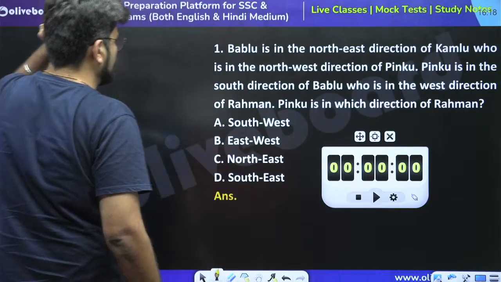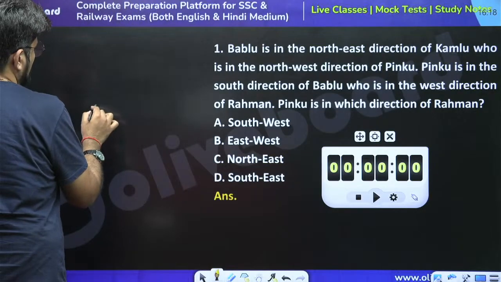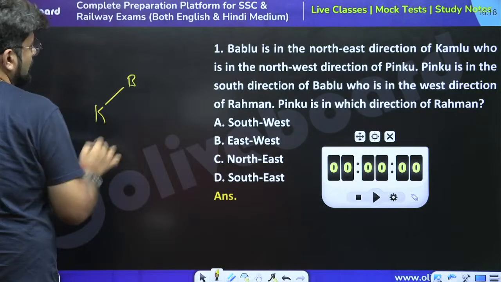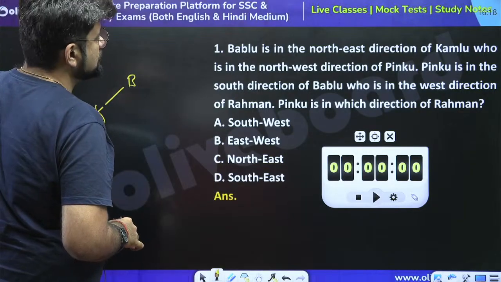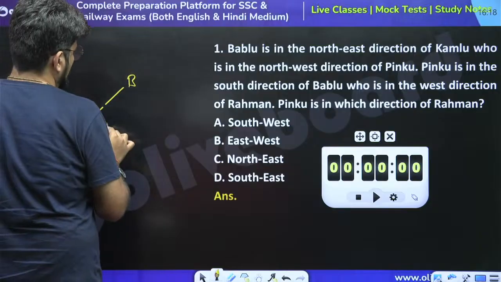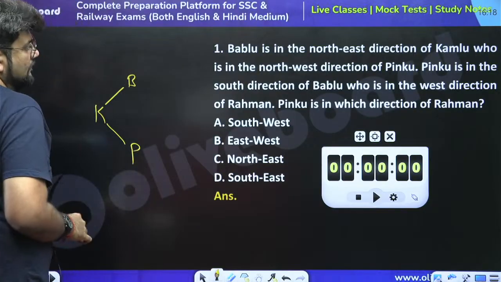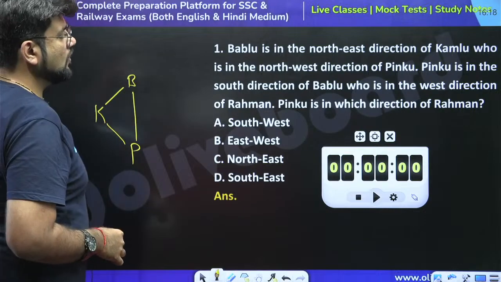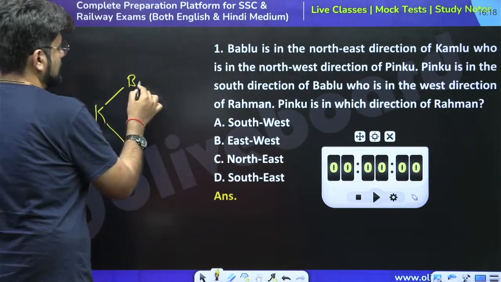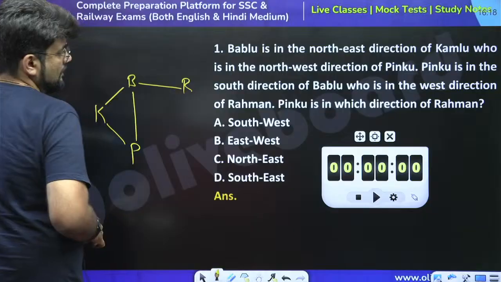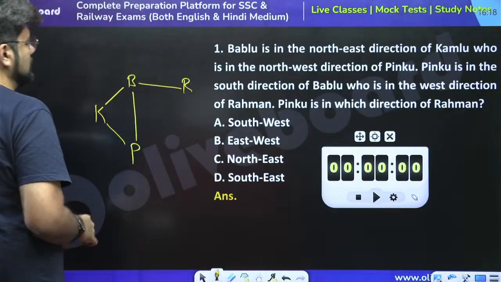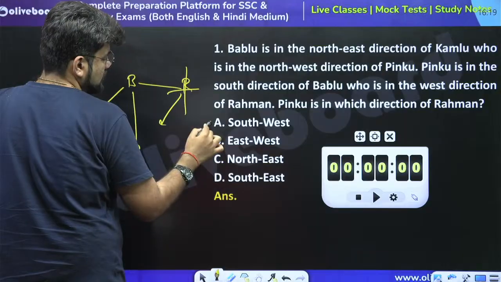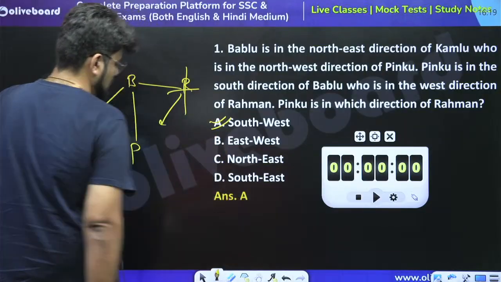Bablu is in the northeast of Kamlu. So this is Kamlu. Bablu is in the northeast of Kamlu. Who is in the northwest of Pinku? So Kamlu is in the northwest of Pinku. Pinku is in the south of Bablu. Who is in the west of Rahman? Pinku is in which direction of Rahman? So for Rahman, Pinku will be again in the southwest, sorry. Option A is the right answer. Next.